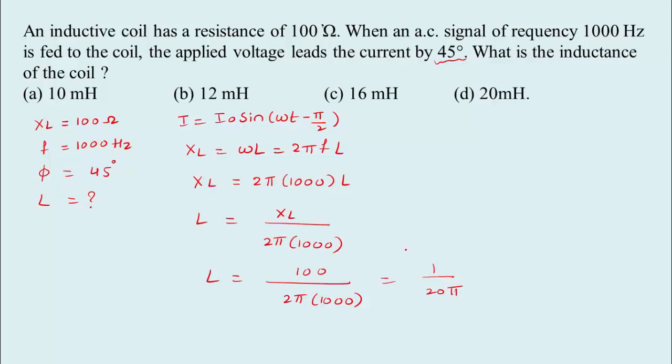So 1 by 20 pi, calculating it, we will get 0.0159 Henry. There is no such option here, but it is equal to, that is, 16 millihenry. 159 means it is approximately 16. So 16 millihenry, that is option C.